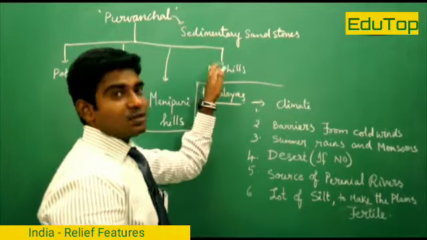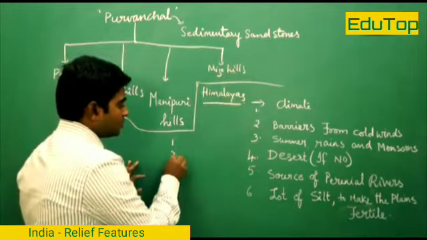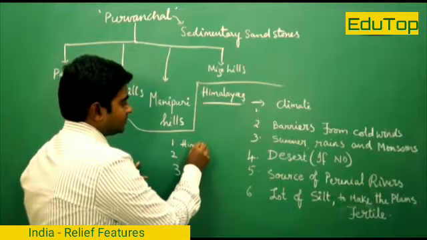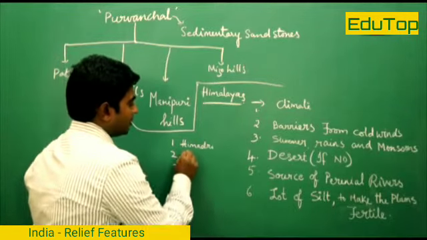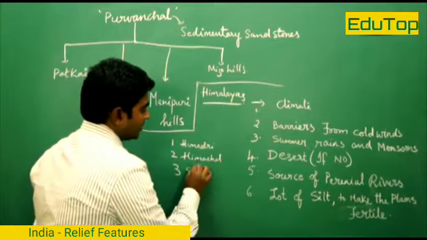And now we have discussed the different types of Himalayas. The Himalayas are divided into three parts. The first part we have seen as Himadri, then Himachal, then we have seen the Shivaliks.